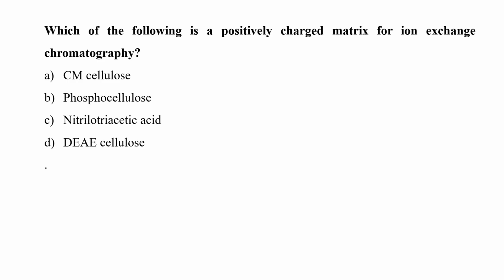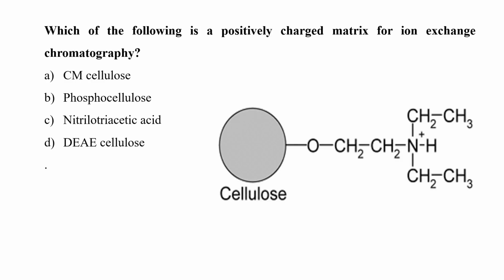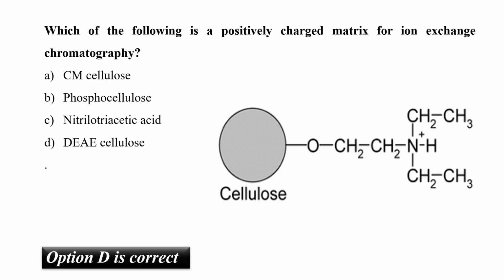Which of the following is a positively charged matrix for ion exchange chromatography? CM cellulose, phosphocellulose, nitrilotriacetic acid, or DEAE cellulose? DEAE cellulose is a weak anion exchanger which may be used to bind negatively charged species. So DEAE cellulose has the positively charged matrix which can bind to negatively charged species. So option D is the correct answer.